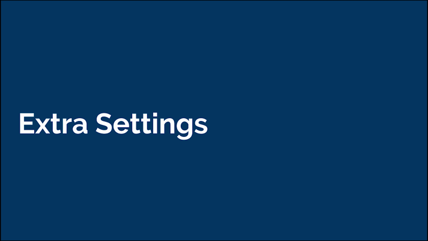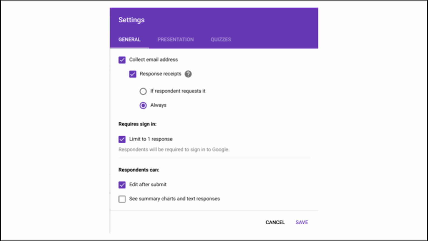Finally, here's some extra settings I find extremely useful. Access these by clicking the gear icon in the top right corner. Here's some things that I would love to have enabled by default, as I tend to like to use them a lot. Collecting the email address is very useful, and I always like my respondents to get a response receipt. It can help ensure everyone knows their response went through and will be crucial for later examples. One thing I have checked here that I'd encourage you to remove is the Edit After Submit checkbox. That's much more hassle than it's worth and can lead to confusion if someone goes back and re-edits their answer.